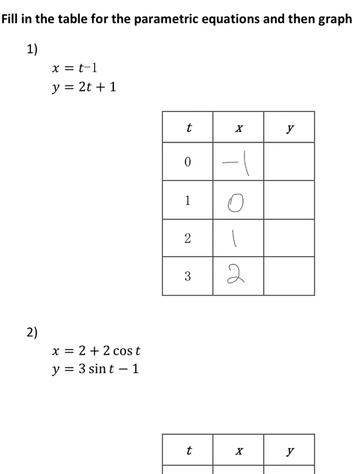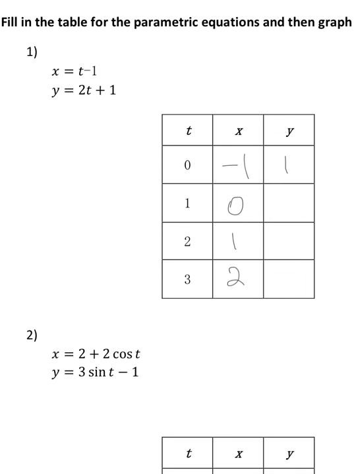The y values would be 2 times 0 is 0, plus 1 is 1. 2 times 1 is 2, plus 1 is 3. Two times 2 is 4, plus 1 is 5. And 3 times 2 is 6, plus 1 is 7. And then we're going to graph these x and y values onto our graph. So we're just graphing these ordered pairs right here. So let's take a look at our graph.